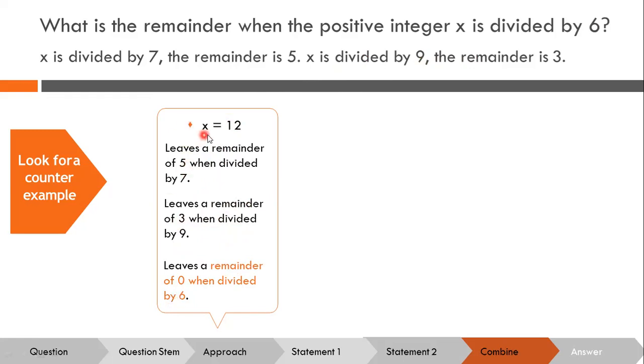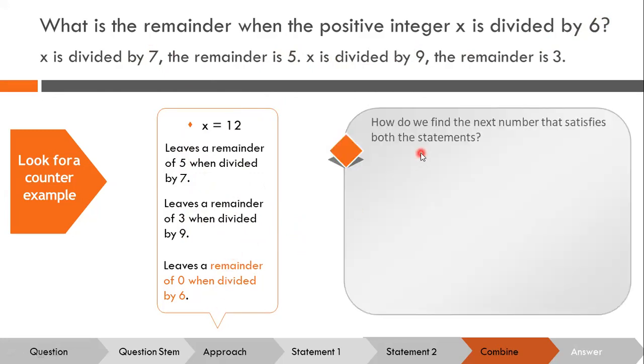Now we have actually supposed that x is 12. So we are utilizing these two given conditions and the real problem. What I mean to say, this time we are given the 7 as the first divisor, the second one is 9, the second divisor, and third one is 6, the third divisor. So if we are dividing with these 7 and 9, we are getting the 5 and 3 as per the given statements, and the same number divided with our given divisor, we are getting 0 as the remainder. Look at this.